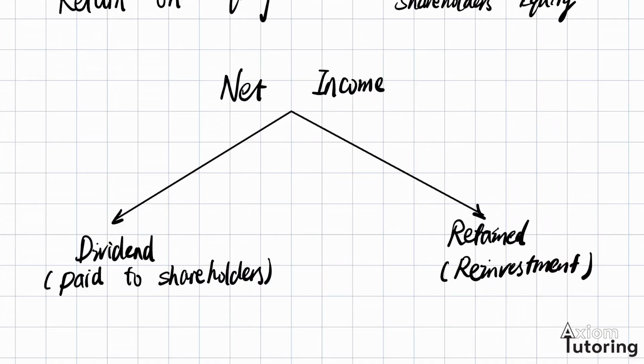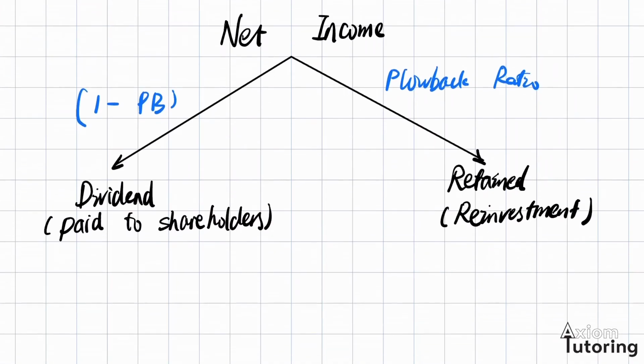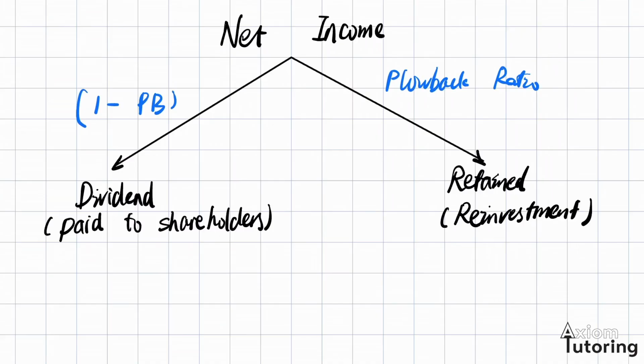The percentage or the ratio which will be retained or reinvested is called the plowback ratio. And obviously the ratio that you will pay out as a dividend is 1 minus the plowback ratio. Sometimes it's called the payout ratio. And if you're given the payout ratio, then the plowback must be 1 minus the payout. With the plowback, the firm can grow at this point.